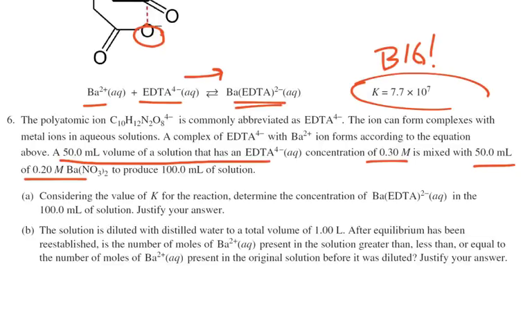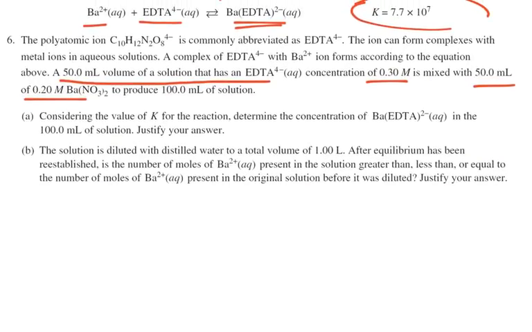So part A, considering the value of K for the reaction, determine the concentration of BaEDTA 2- in the 100 milliliters of solution and justify your answer. So, considering the value of K, that K is big. So what's going to happen, this is not an equilibrium problem because K is so big, and basically you're not going to have all three things. You're just going to go forward until something runs out. So this is really a limiting reactant problem.